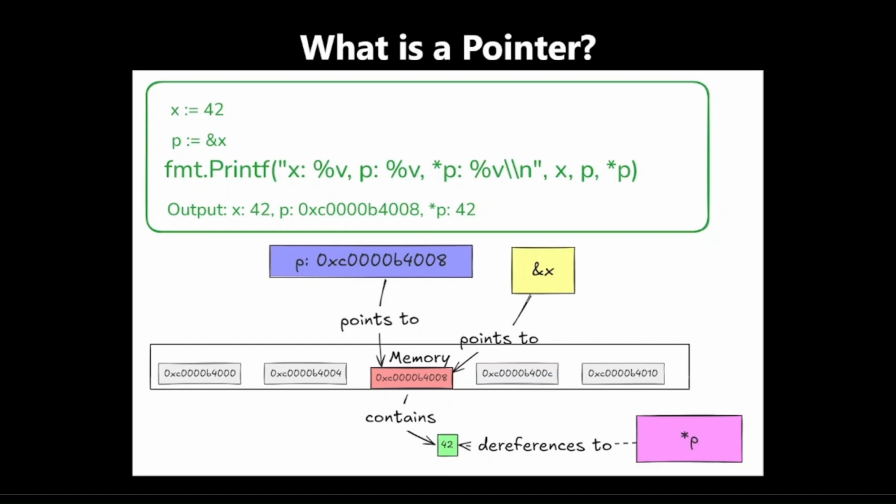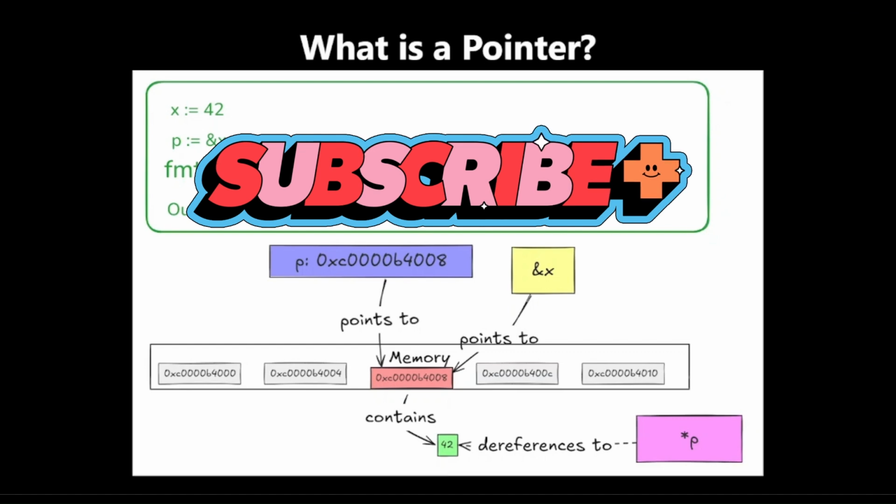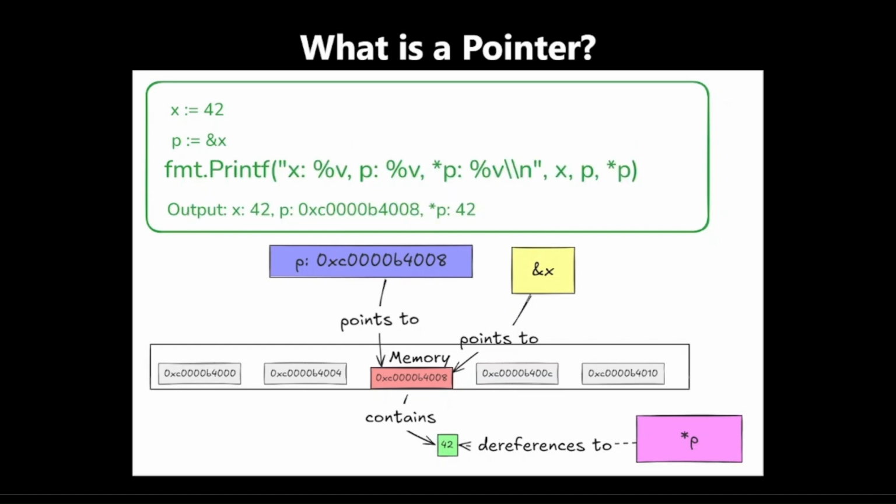Lastly, look at the pink box on the bottom right labeled *p. In Go, the asterisk operator is used to dereference a pointer. This means it gives us the value stored at the memory address the pointer is pointing to. That's why we have a dotted line from *p to the value 42.